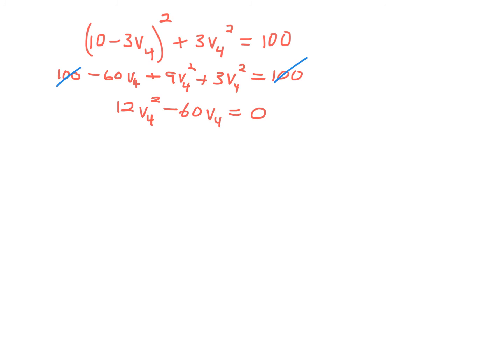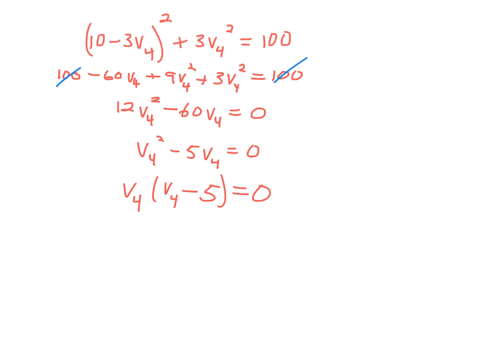One thing I'd also like to do is divide, both of those are divisible by 12, the two terms. Divide by 12, you get v sub 4 squared minus 5 v sub 4 equals 0. Wow, that looks really nice. Now I can factor out the v sub 4. That's always fun, factoring. v sub 4 times the quantity v sub 4, because to factor out a v sub 4 from v sub 4 squared is v sub 4, minus 5 equals 0.